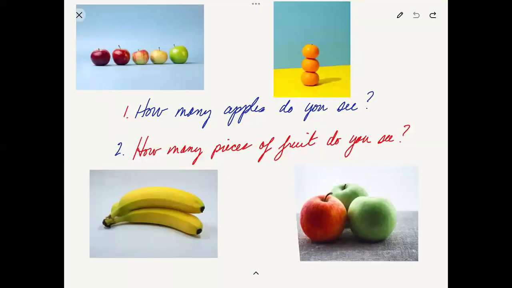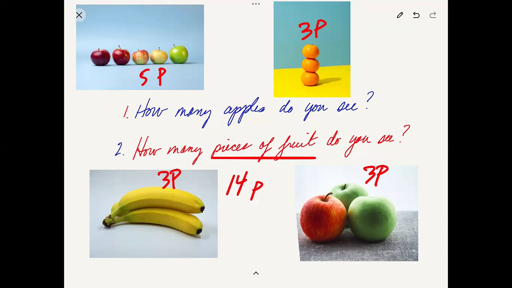Now, if I were to change the question and say, how many pieces of fruit do you see? You guys will say, oh, we have 5 pieces here, we have 3 pieces here, we have 3 pieces here, and we have 3 more pieces here, for a total of 14 pieces of fruit. Now, the reason that we can add all of these is the unit of measurement is the same. It's pieces of fruit. It's no longer apples, it's pieces of fruit. So these are all pieces of fruit. They all have the same unit of measurement, so we can now add them together.